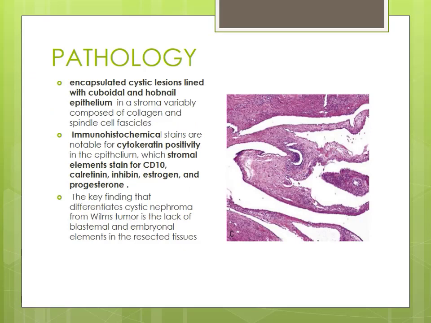On pathology, they appear as an encapsulated cystic lesion lined with cuboidal and hobnail epithelium. The immunohistochemistry in cystic nephroma shows cytokeratin positivity in the epithelium, while the stromal element stains for CD10, calretinin, inhibin, estrogen, and progesterone. The key finding that differentiates cystic nephroma from the Wilms tumor is the lack of blastemal and embryonal element in the resected tissue.